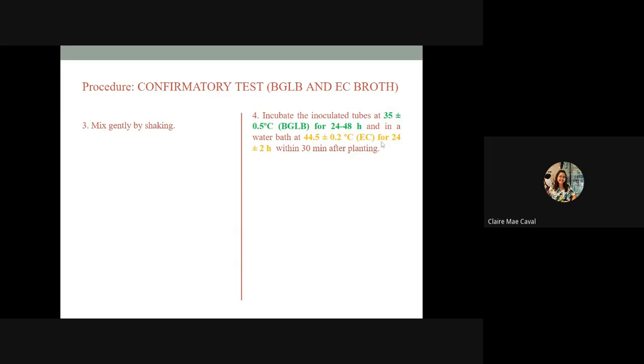But for EC, for your fecal coliform, you incubate it for 24 hours at 44.5 degrees Celsius. So everything class, incubate mo within 30 minutes after ka nag-inoculate or planting. Di pwede na nag-inoculate ka, then standby mo for 1 hour, 40 minutes. So it might be contaminated. Within 30 minutes dapat naka-incubate na siya, okay? So again, huwag malito class.